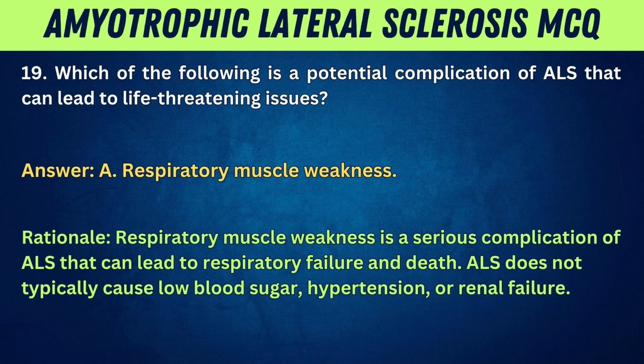Respiratory muscle weakness. Rationale: respiratory muscle weakness is a serious complication of ALS that can lead to respiratory failure and death. ALS does not typically cause low blood sugar, hypertension, or renal failure.